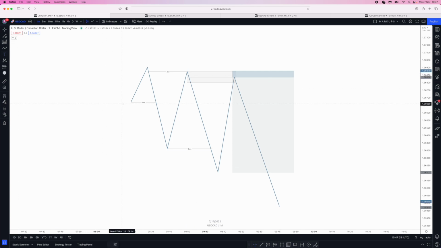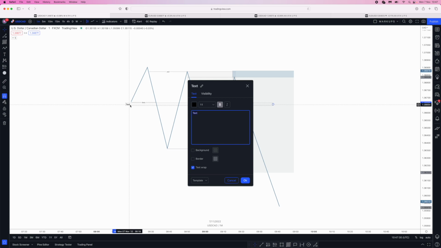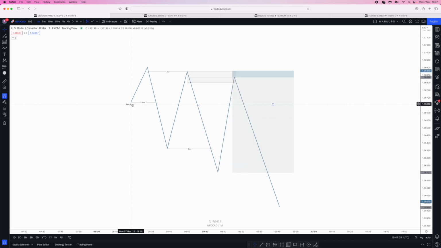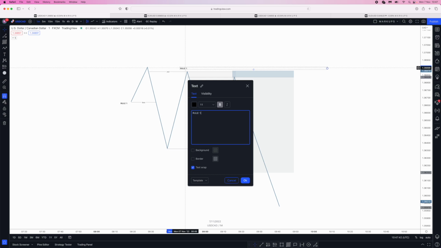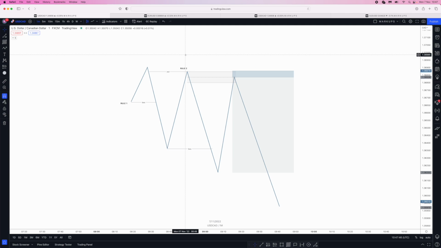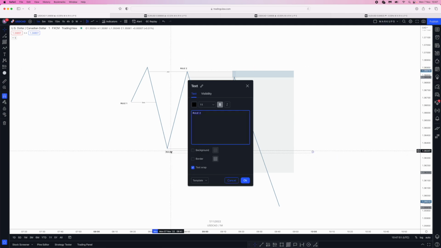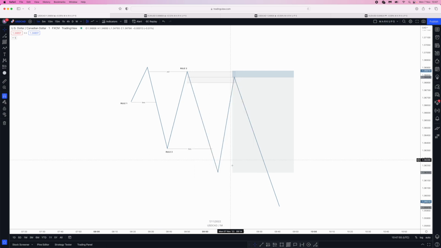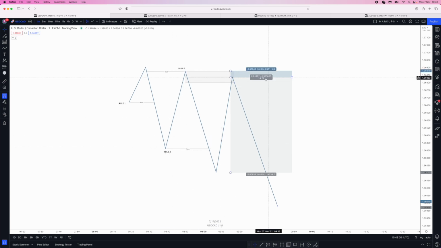So if I just go ahead and put it down, we've got rule 1 right here, and then you can go ahead and take a screenshot or whatever you want to do. We've got rule 2, and then we've also got rule 3, which is a second break of structure. So as you can see, that is the overall idea. Rule 1, rule 2, rule 3, entry.